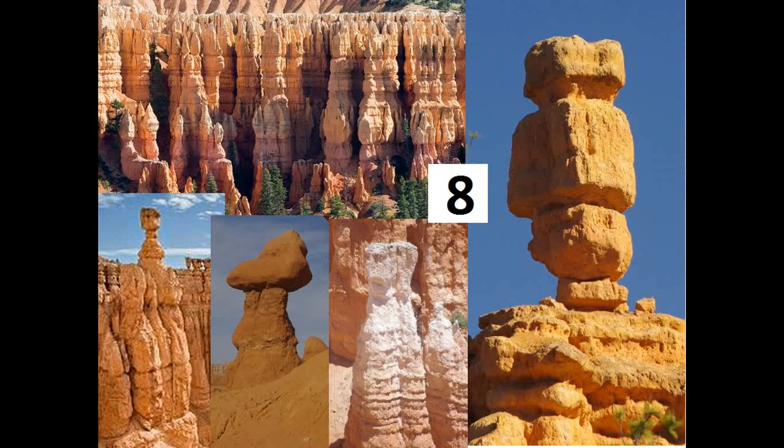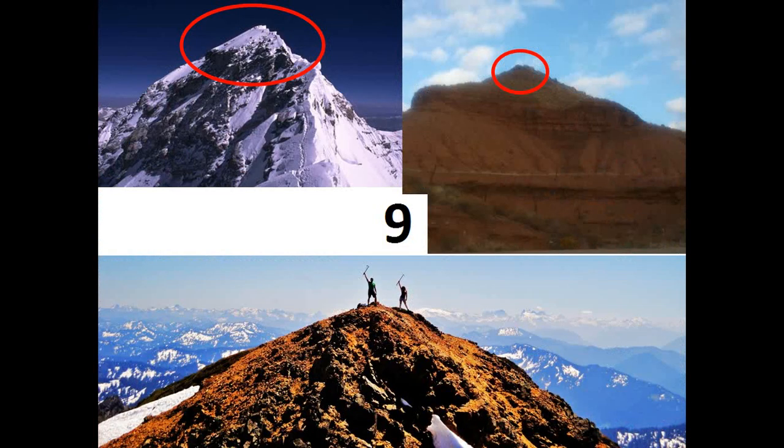Number 8 is a hoodoo. A hoodoo, something we looked at before, we just didn't give it a name. This is the result of differential weathering, where different types of rocks weather at different rates, and you get these totem pole shapes. You can see how the rock isn't weathering evenly. Typically, these are called totem pole rocks, or more appropriately, hoodoos. Number 9, the highest point of a hill or mountain, is called its crest, or its summit.